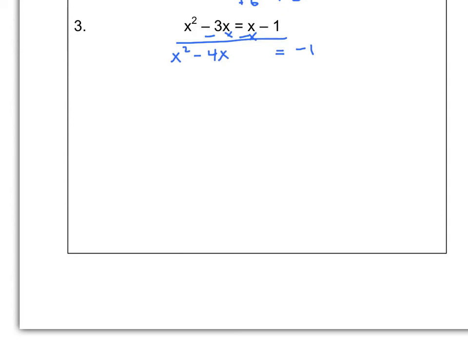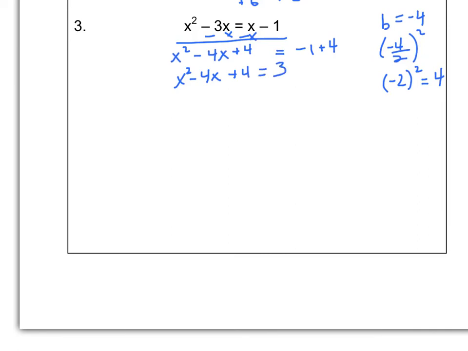So, as I look at this, I complete the square here. B is negative 4. If I take negative 4 divided by 2 and square it, that's negative 2 squared, which is 4. So I'm going to add a 4 to the left. Add it to the left, got to add it to the right. So, this is now x squared minus 4x plus 4 is equal to 3. Negative 1 plus 4 is 3. Factors of 4 that add to negative 4 are negative 2 and negative 2.